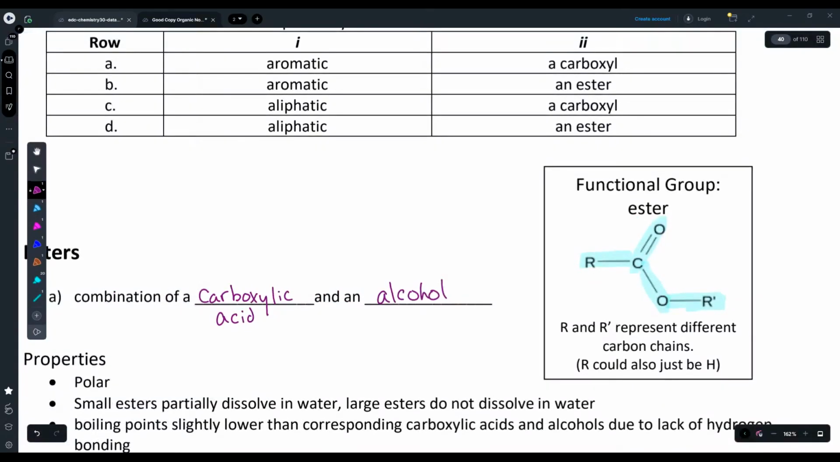So you do need to be able to identify all of the functional groups just by sight. You need to be able to name and draw all of your hydrocarbon derivatives. So that's your alcohols, your carboxylic acids, your esters, and your organic halides.